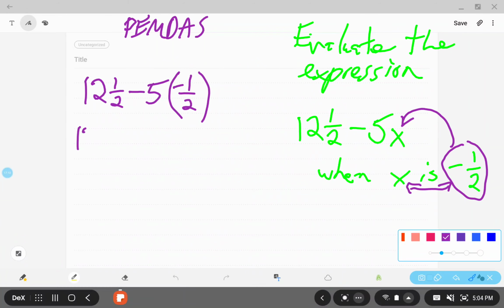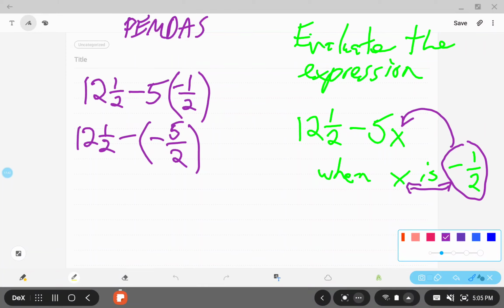So the next step is we're going to have the 12.5 still, nothing changed there. And we're subtracting, what is 5 times negative 1/2? Well, we have a negative and we have a positive. So our answer is going to be negative, right? Because if you multiply negative and positive, you're going to have a negative. So I got negative 5 times 1/2. Well, if you multiply that, you're just doing 5 times the 1, which is 5, and then the 2 remains the same. So now we have 12.5 minus negative 5/2, okay?